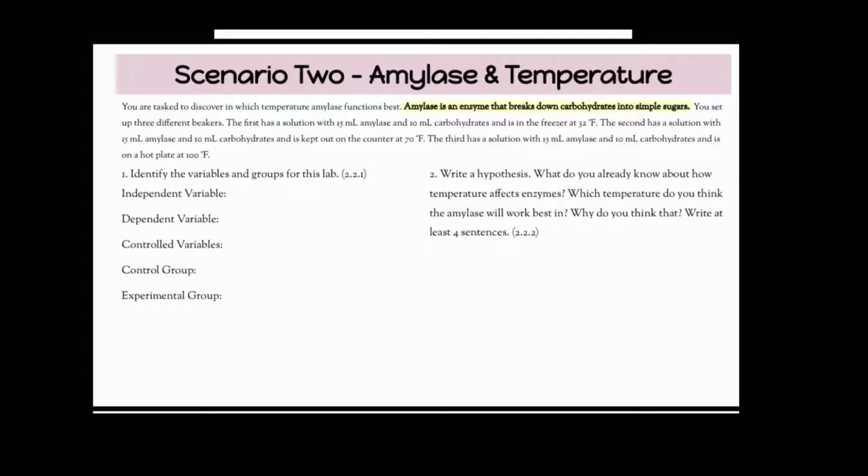You set up 3 different beakers. The first has a solution with 15 milliliters amylase, 10 milliliters carbs, and is in the freezer at 32 degrees Fahrenheit. The second has a solution with 15 milliliters amylase, 10 milliliters carbs. It is set out on the counter at 70 degrees Fahrenheit. The third solution with 15 milliliters of amylase and 10 milliliters of carbohydrates is on a hot plate at 100 degrees Fahrenheit.